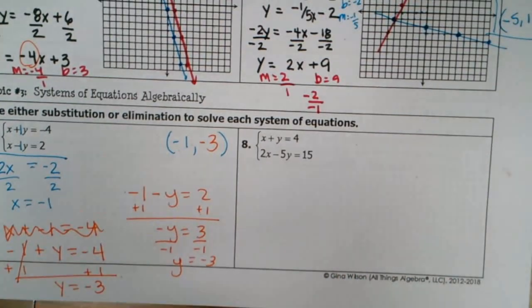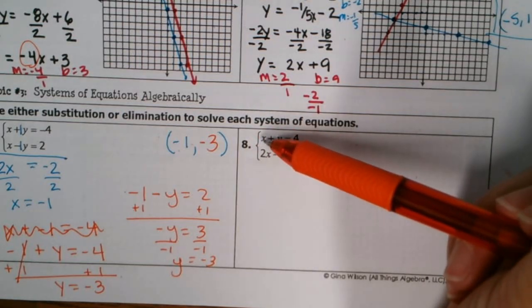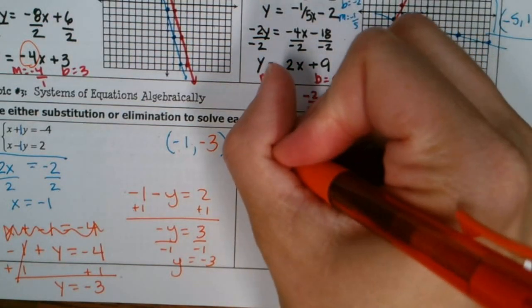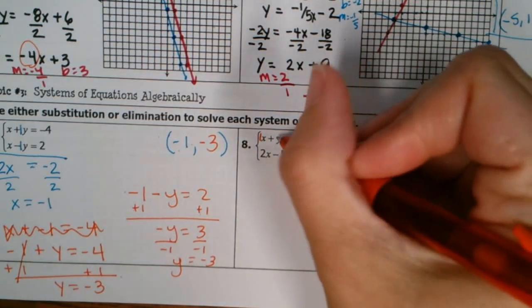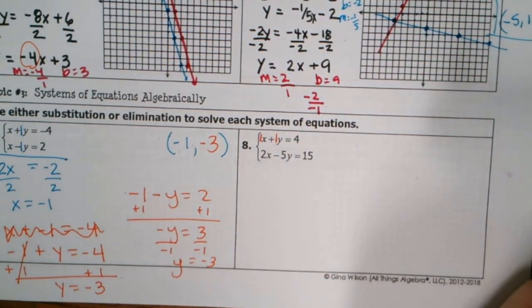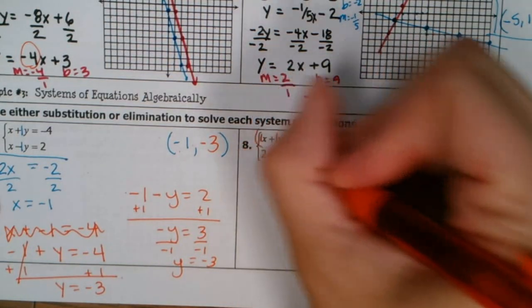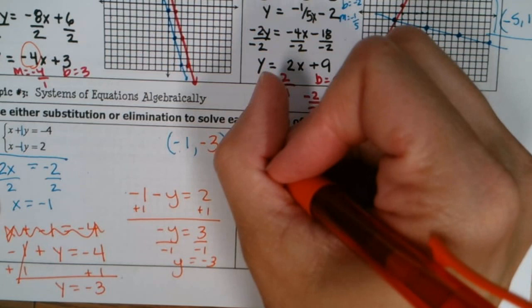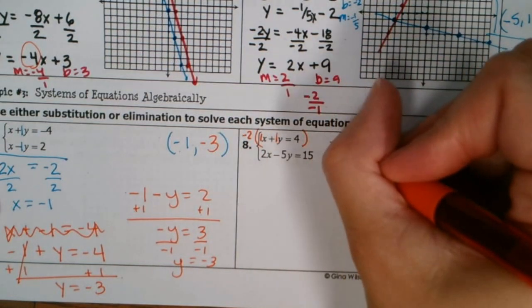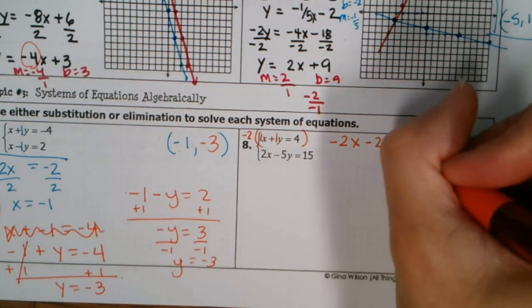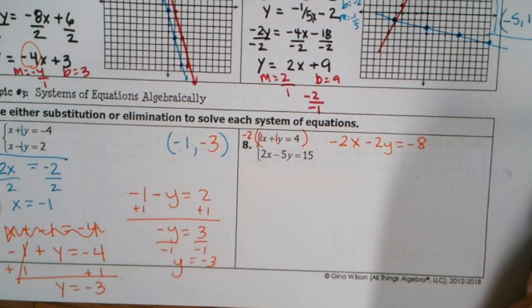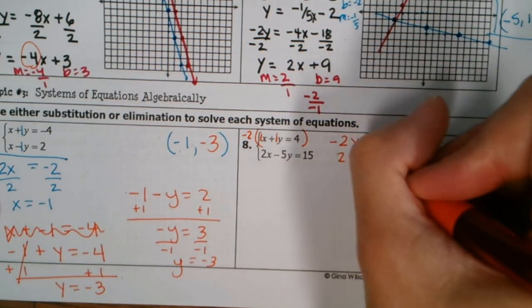For number 8, the x and the y are both on the left side. So I'm going to do elimination. I need opposite coefficients though, because I have a +1 and a 2. They're not going to cancel out, and I have a +1 and a -5, and they're not going to cancel out. If I took this equation and I multiplied by -2, that's going to give me -2x minus 2y is equal to -8. I'm not changing the bottom equation at all.